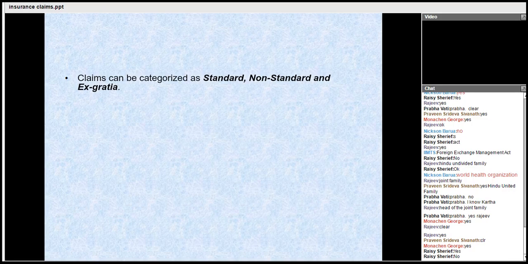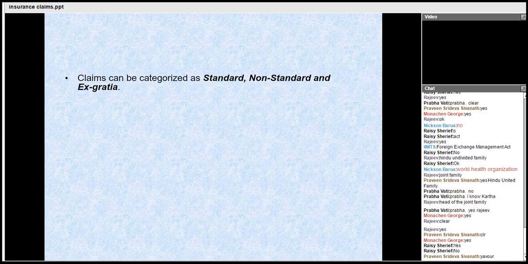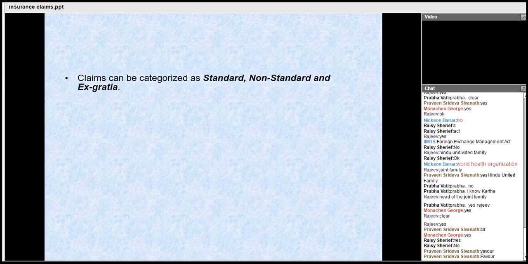Fine. Now, let me give you some examples. See, how creating a Hindu undivided family account would result in tax saving would become clearer with the help of an example. Let's assume there are 4 members in the family, husband, wife and 2 children.